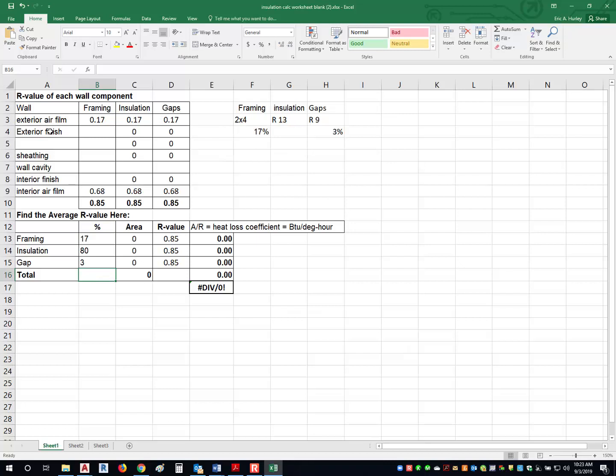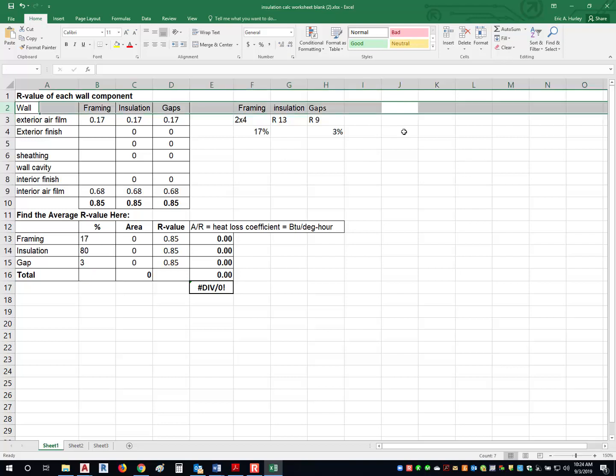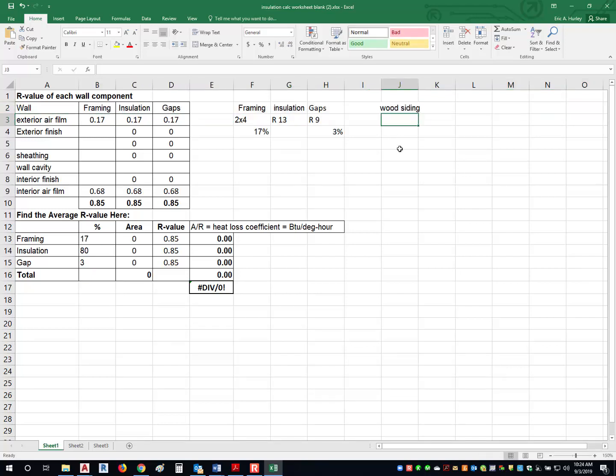So what kind of exterior finish do we have? Do we have sheathing? What kind of interior finish do we have? Let's keep it simple, and I'm going to say that we have wood siding, we have 1/2-inch OSB sheathing, and we're going to have 1/2-inch drywall, 1/2-inch gypboard.